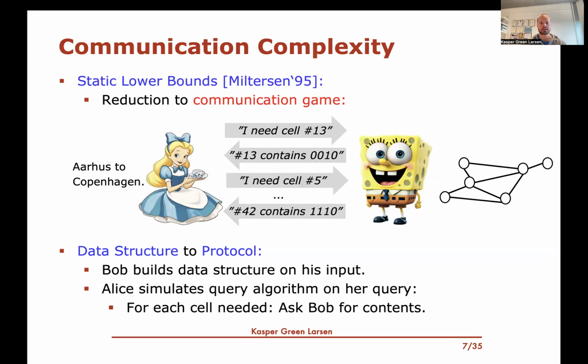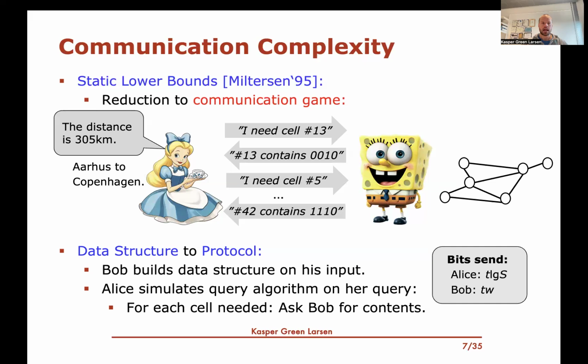This goes on, and after t many steps, if the query time is t, Alice has finished simulating the query algorithm of the data structure. Because the data structure is correct, she knows what the answer to the query is, and she can say the distance is 305 kilometers. So if I have a data structure with a query time of t, then you can see that this communication game has t rounds. In each of the t rounds, Alice asks for a memory cell, one of S possible cells, so that costs log S bits. Bob replies with the contents of the cell in every round.